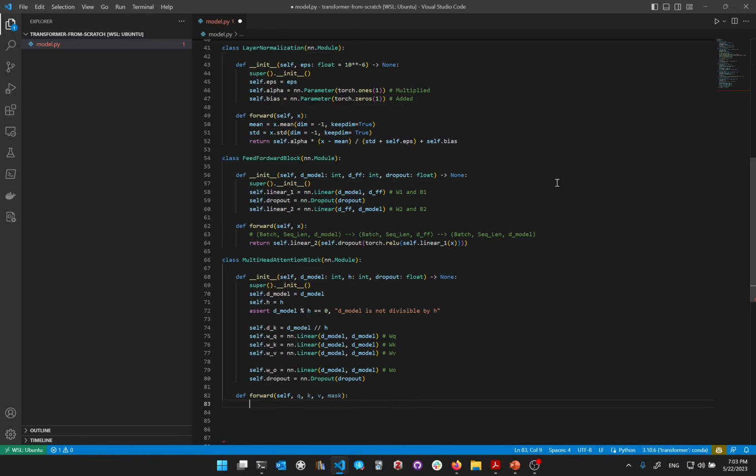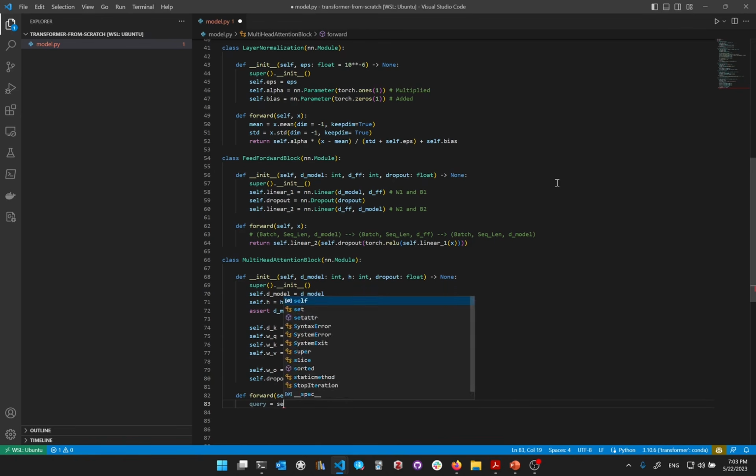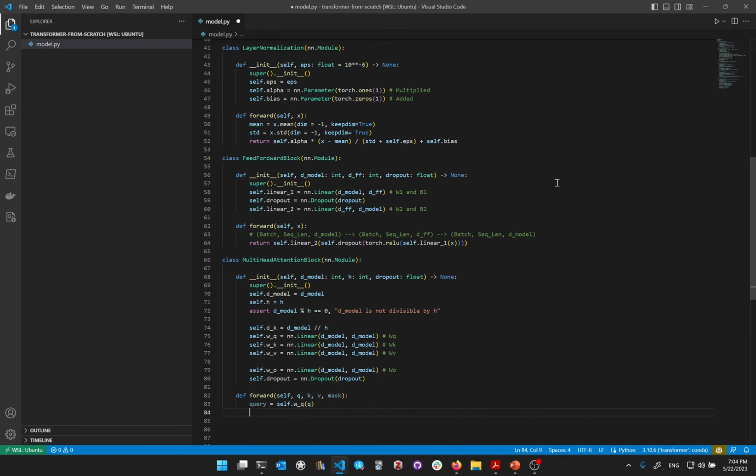Just following my slide, we do the multiplication one by one. So as we remember, we calculate first the query multiplied by the WQ. So self.WQ multiplied with the query gives us a new matrix which is called Q prime. In my slides I just call it query here.